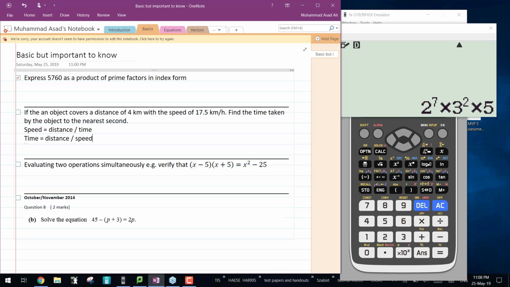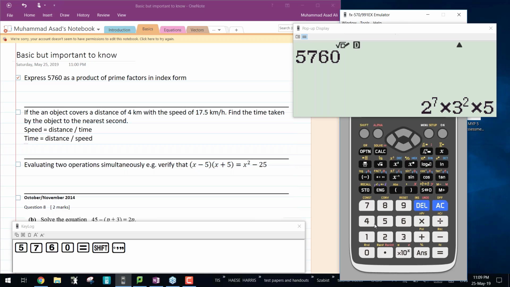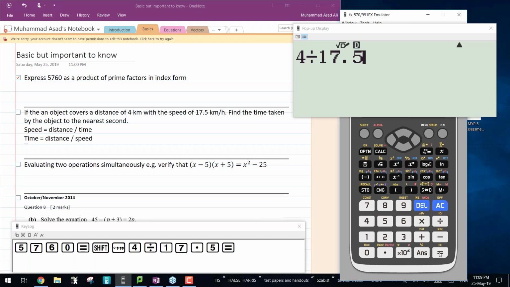So now distance is 4 and speed is 17.5. So you have to divide distance, which is 4, divided by speed, which is 17.5, and press equal. Now if you want to get your answer in hours, minutes and seconds, you need to press this button, the same button without shift. So it's 13 minutes and 42.86 seconds. So you can say 13 minutes and 43 seconds.